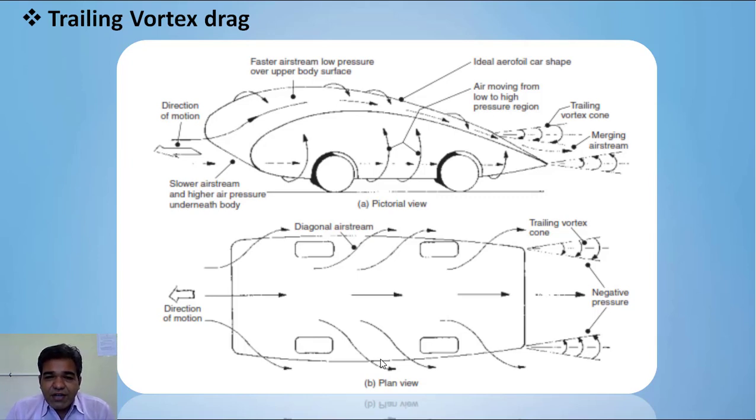Once you have an understanding of the trailing vortex on the aerofoil shape, you can apply the same phenomena to the modern vehicle. In this picture you can observe that the aerofoil shaped car is moving towards your left hand side, and the airstream lines are moving from left to right over the aerofoil shape and underneath the aerofoil shape. What will happen during the whole moving process, that we are going to discuss.